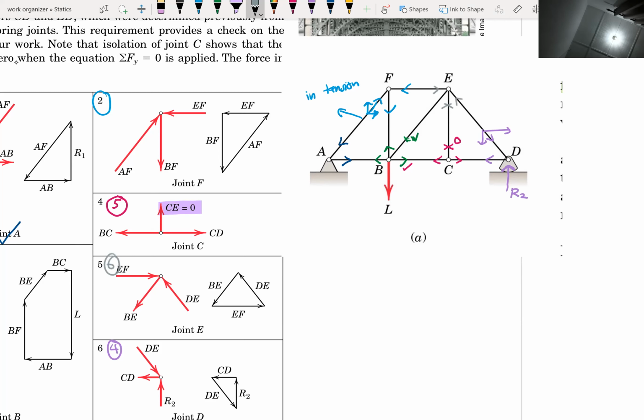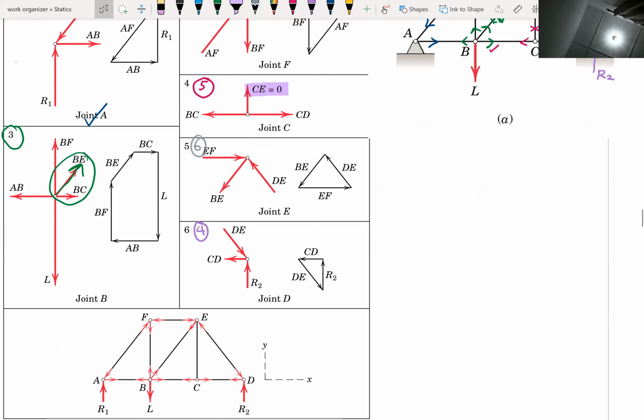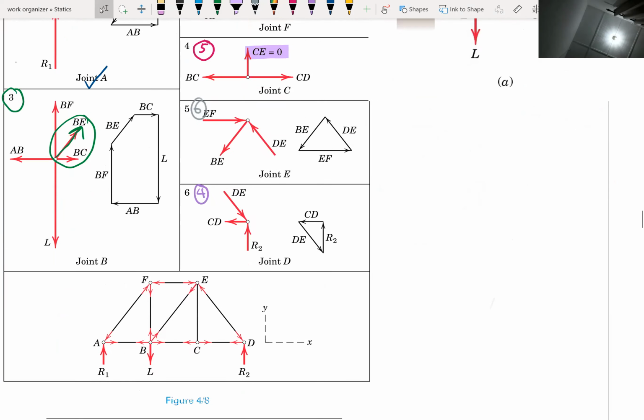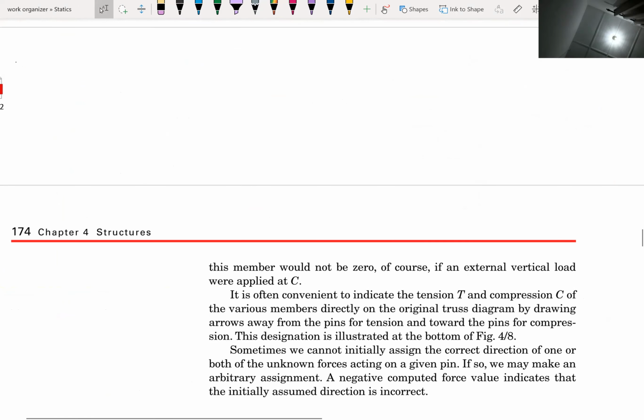So we have outward, there is an outward component, right? So there must be a downward component. So this one should be like this, and here should be like this. So it's correct, as the book points out to us. So done. That's how we are going to analyze using the method of joints.